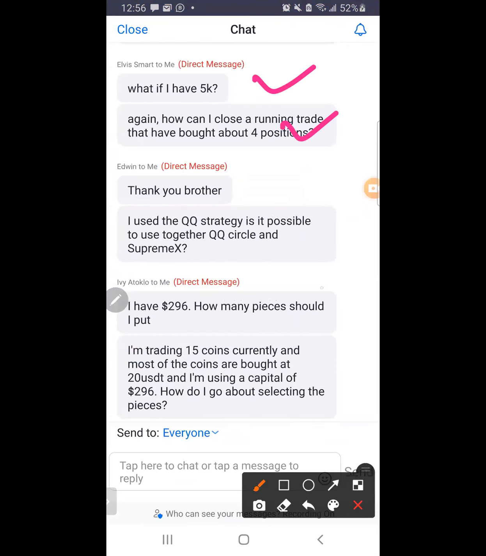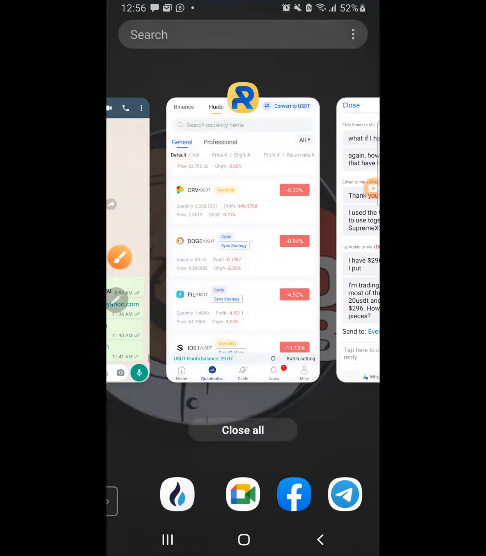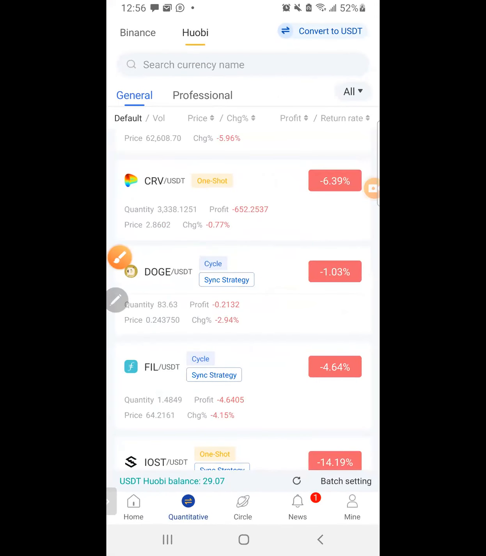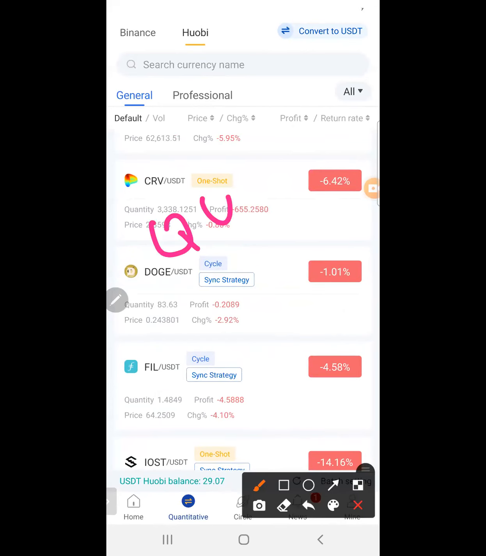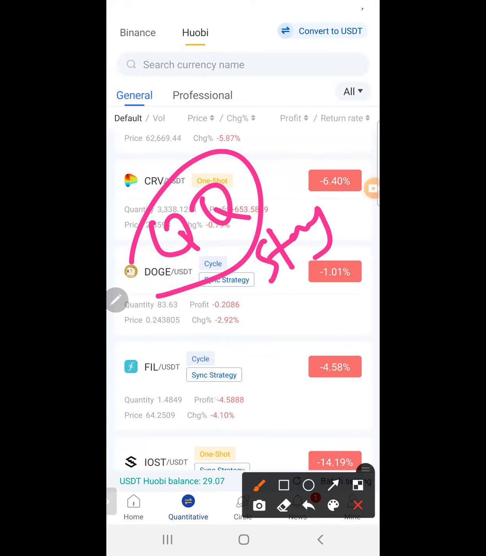I use QQQ. Is it possible to use QQQ cycle and Supreme X? Oh, yes. So you can use QQQ, but you can also use Supreme X, and you can switch from one to the other. If QQQ is making profit for you, and you see the profits regularly, then stay there. But if you want to say, you know what, let me try Supreme X, just do the same thing.